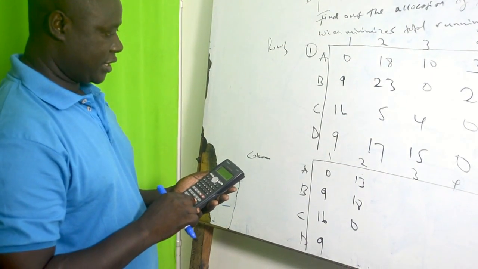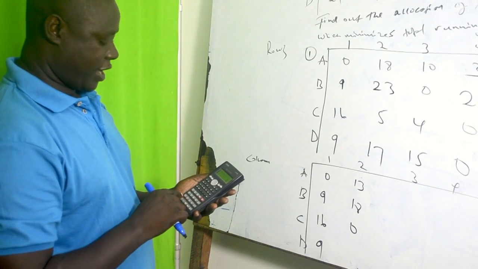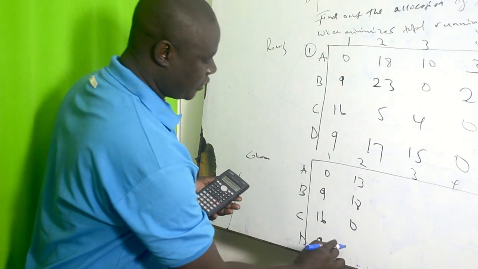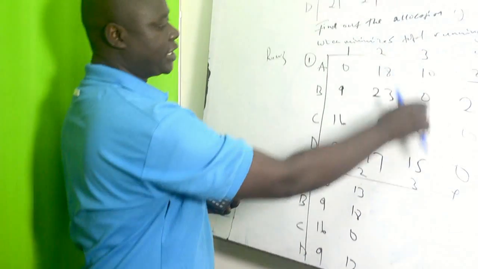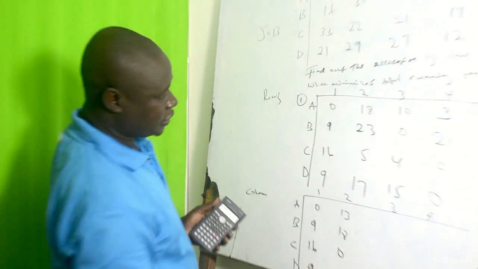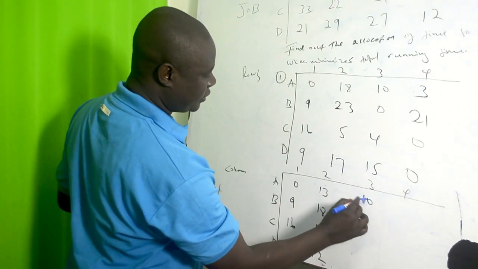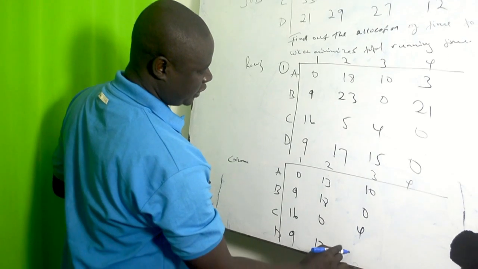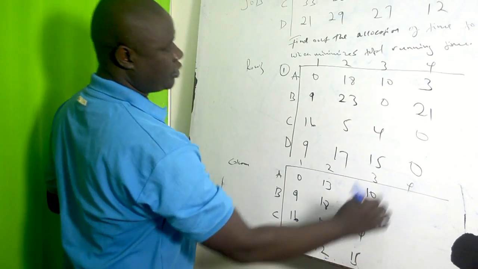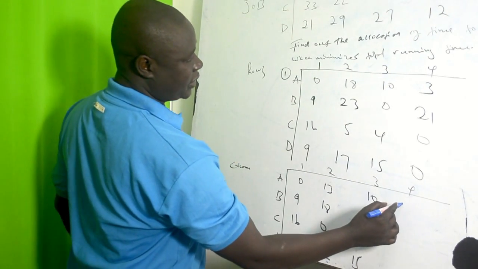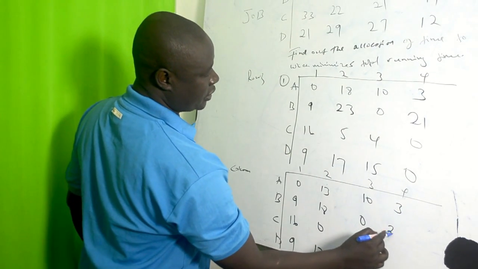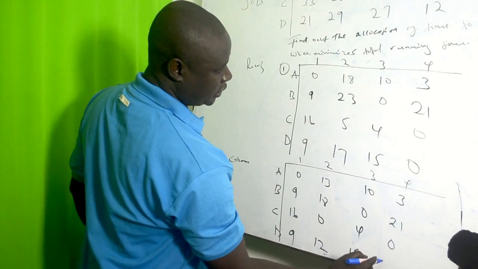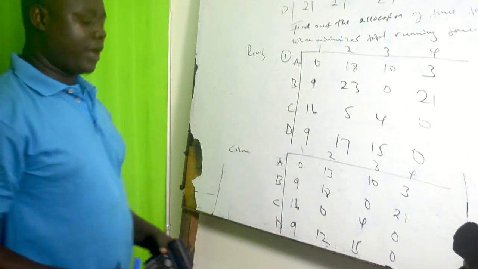17 minus 5, you get 12. This one we say that we have 0, so we don't have a problem with it. So we're just going to write it 10, 0, 4, 15. This one also we have 0, so we don't have a problem with it. 3, 21, 8, 0.